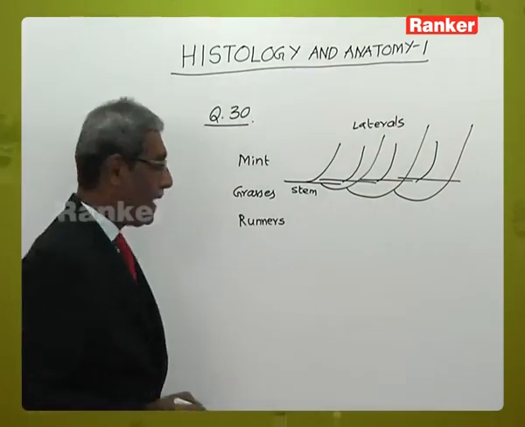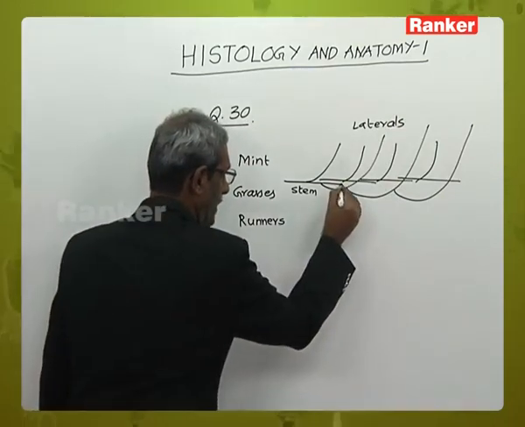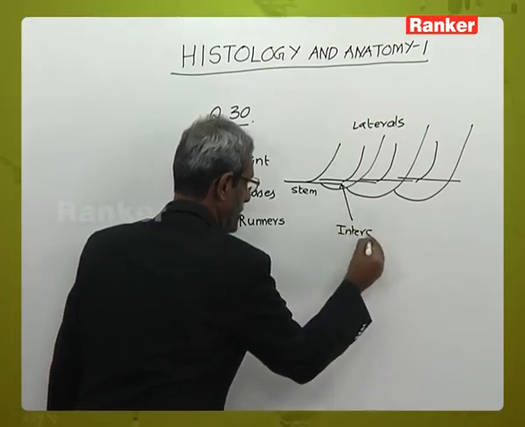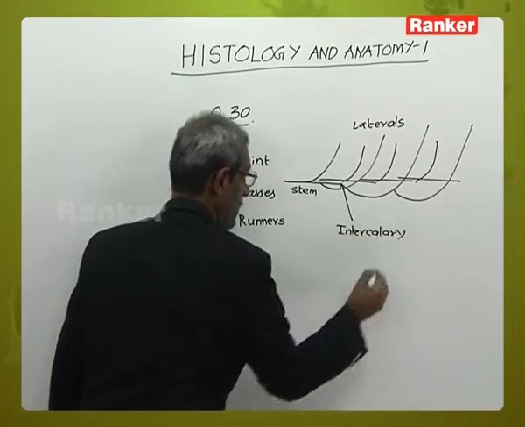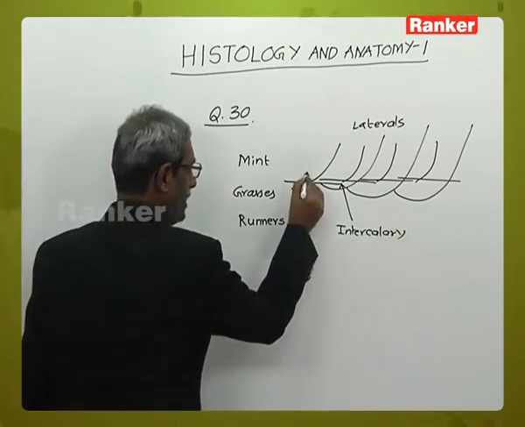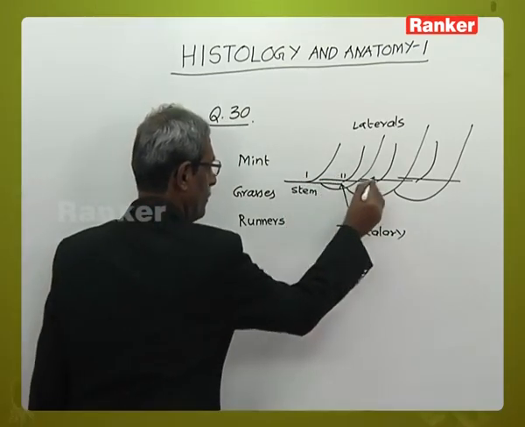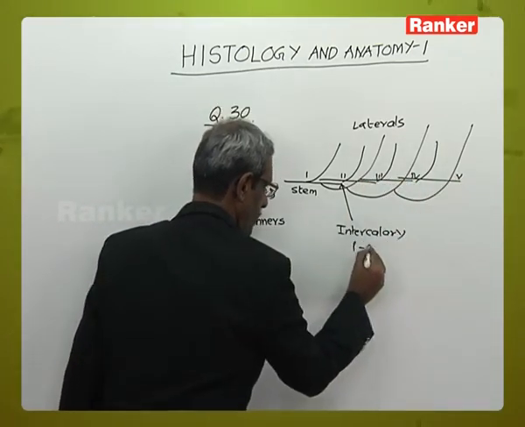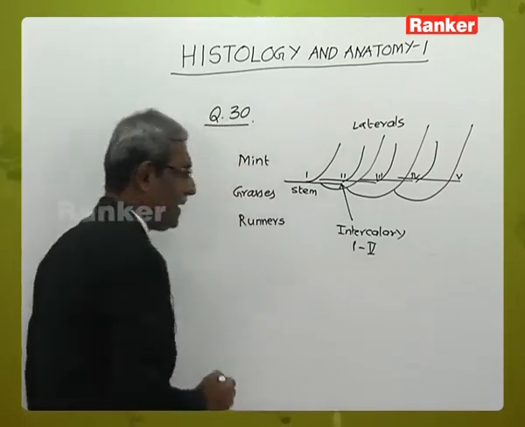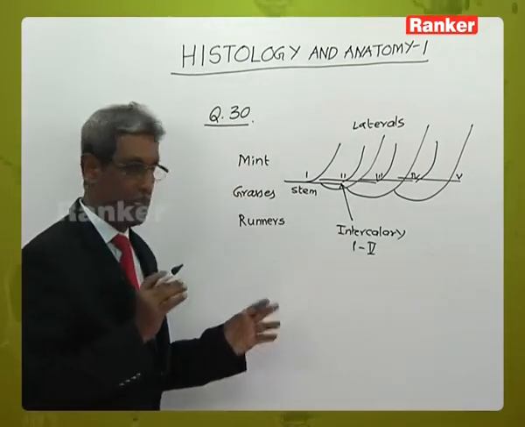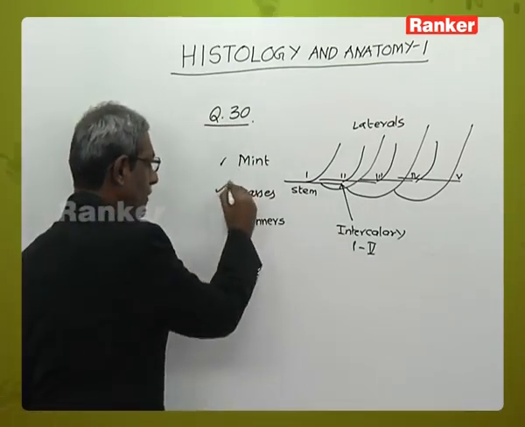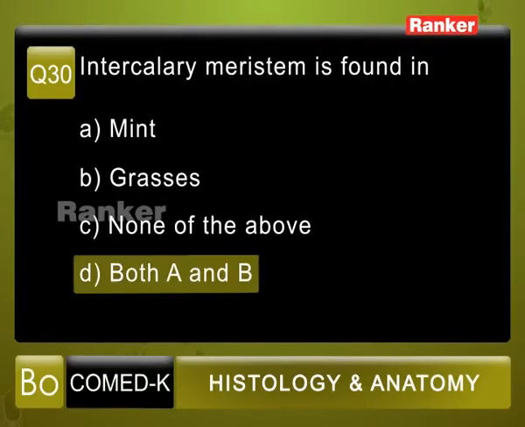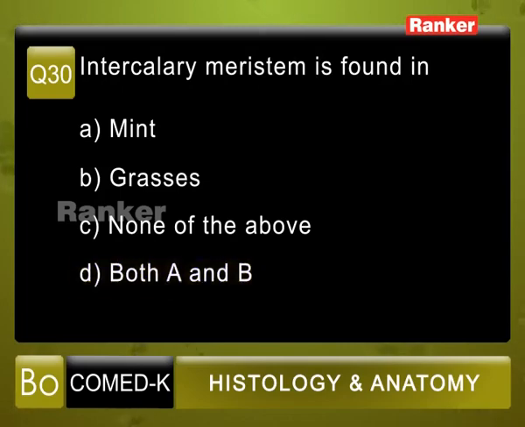So, these laterals arise due to the activity of intercalary meristems. When we look at the intercalary meristems, we have them as 1, 2, 3, 4 and 5. These are examples of intercalary meristems present between the tissues. Hence, in the case of mint and grasses, we have the formation of intercalary meristems. The answer is D.